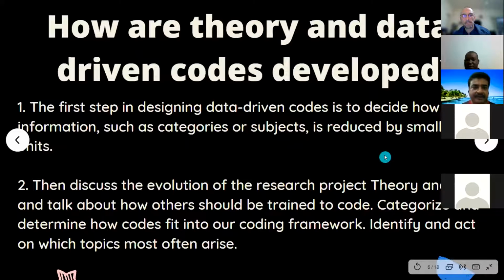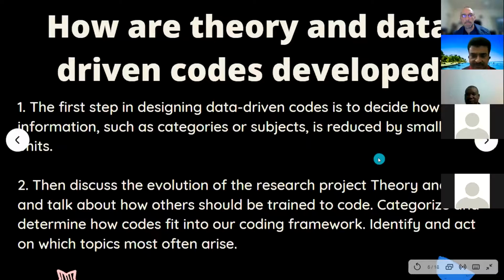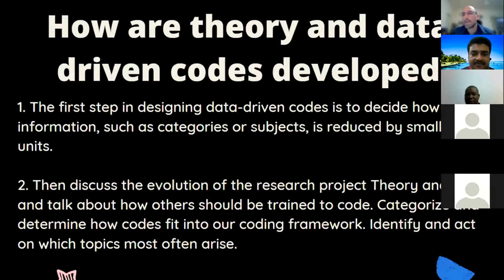How are theory and data-driven codes developed? There are two steps, and I collected them from our class article. Number one, the first step in designing data-driven codes is to decide how raw information, such as categories or subjects, is reduced to smaller units. Number two, then discuss the evolution of the research project theory and talk about how others should be trained to code categories and determine how codes fit into our coding framework, identify, and act on which topics most often arise.